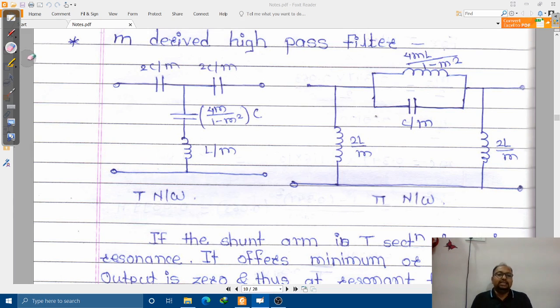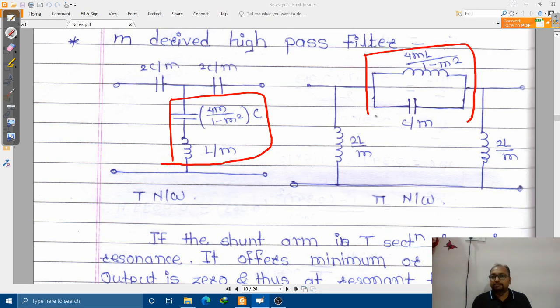Again, the same thing is there. This series arm must be a resonating circuit, and this shunt arm must be a resonating circuit. So this is series resonance, this is parallel resonance, right? Same thing is there also.